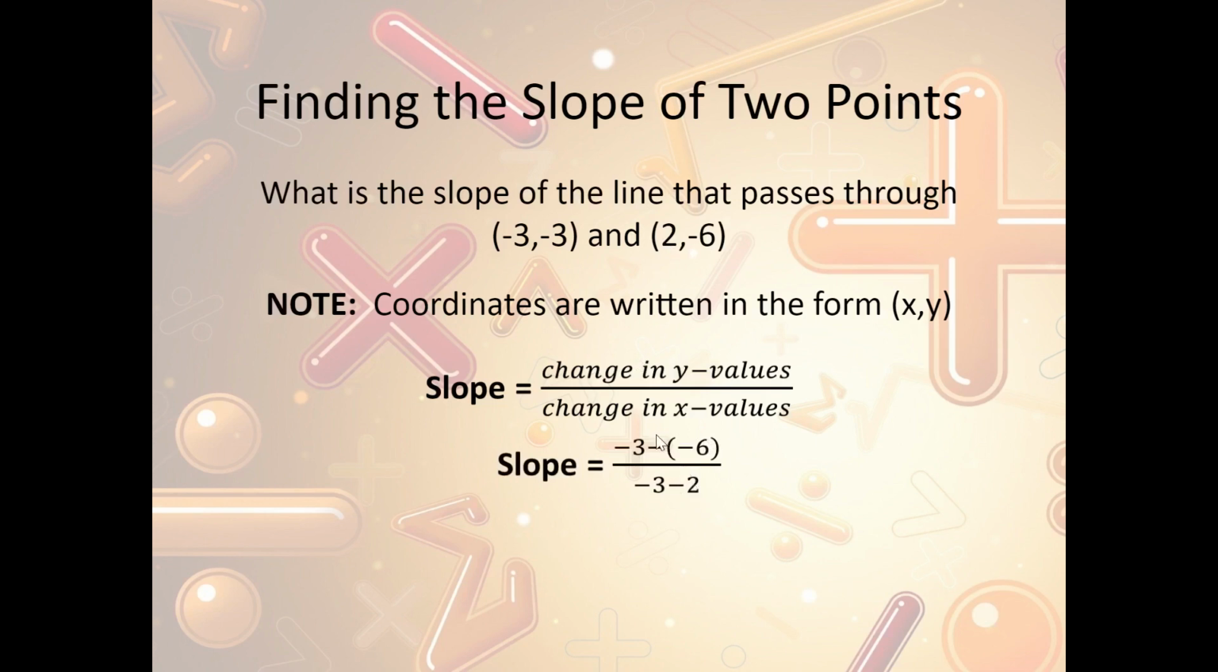So I get -3 minus -6 and -3 minus 2. When I simplify, this really becomes plus positive. So -3 plus 6 is 3, and -3 minus 2 is -5. So it's 3 over -5, which is just -3/5.